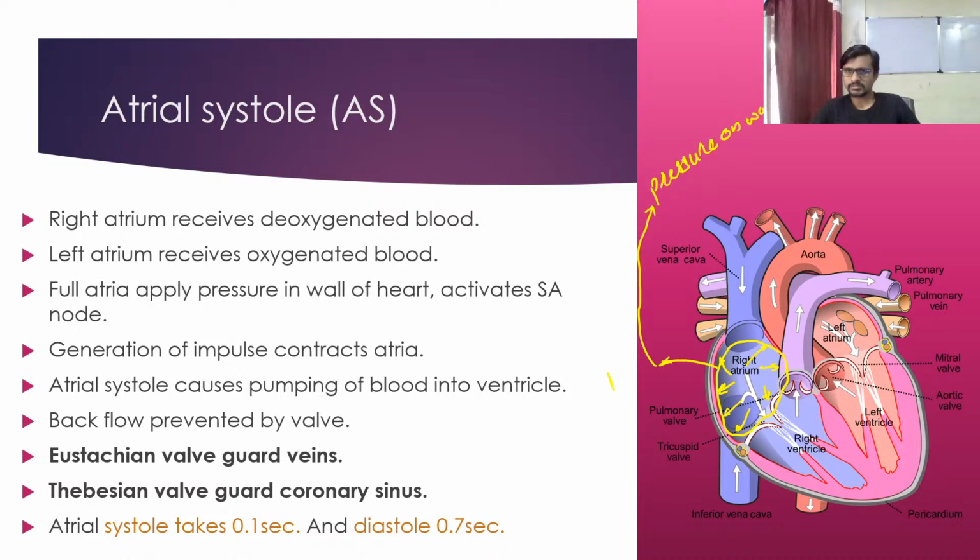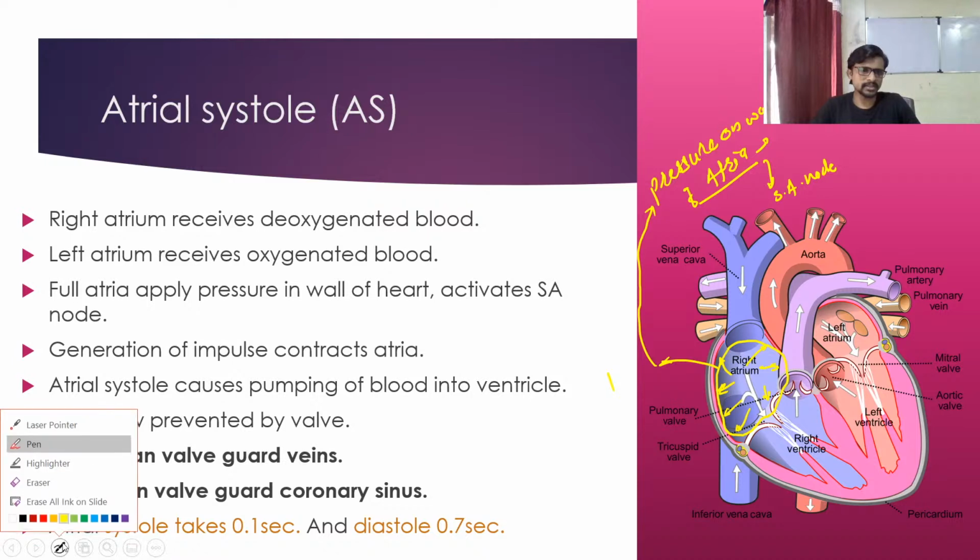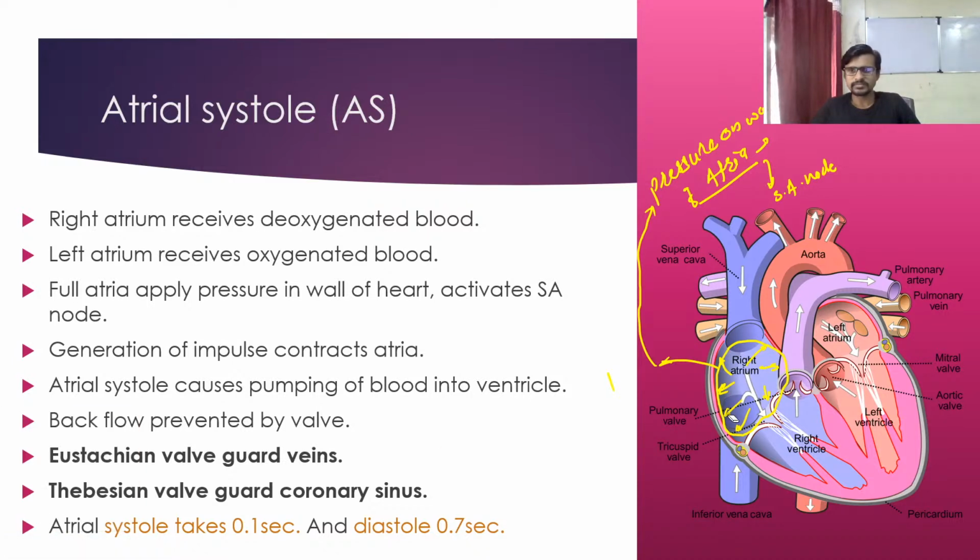This pressure on the wall of the atria activates the SA node. Okay, so where is the SA node? Let's see. Your SA node is placed at the bottom of the superior vena cava. So here somewhere your SA node is placed. Okay, so this is the SA node. It's the sinoatrial node. Okay, we call it a pacemaker.